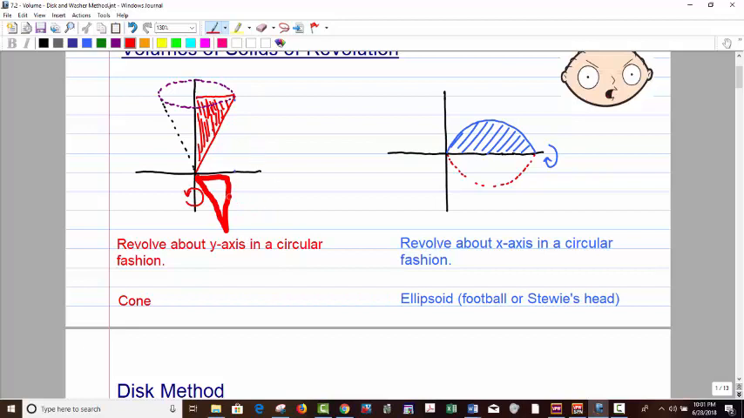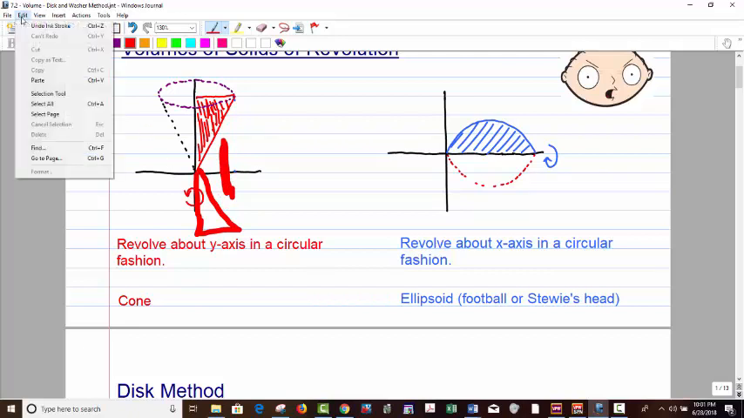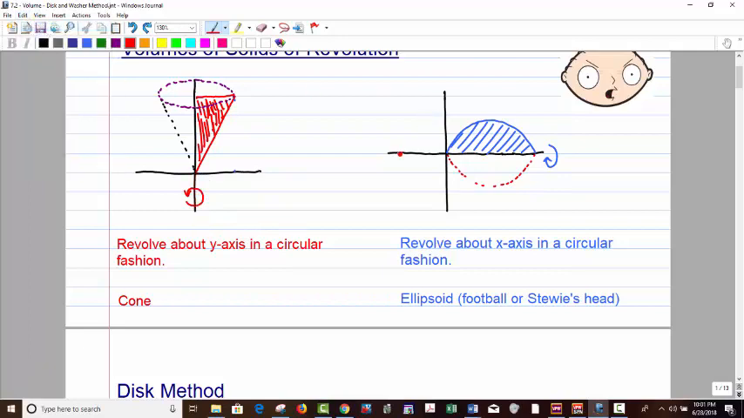Oh, excuse me, I drew that wrong. It's this way, like so. There we go. And that's the volume we find. You see, there's this empty space right in here. That's what washer means. It means it's a volume that has a gap or space in it. But we will get to that shortly. Let's focus on the disk method first.